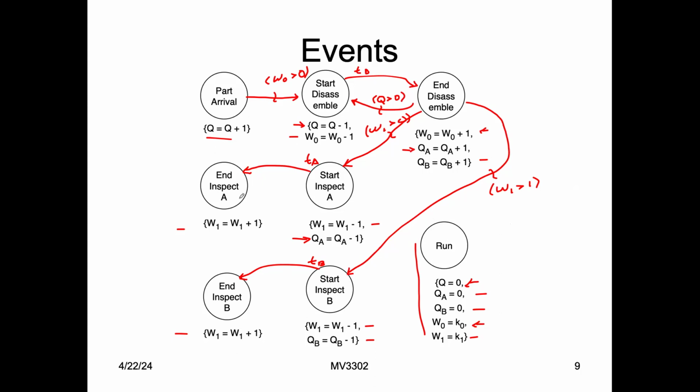Okay, so now when I finish inspecting A, because I prefer these A's, all I need to do is check to see if there are more of the A's available, and that's the assumption.